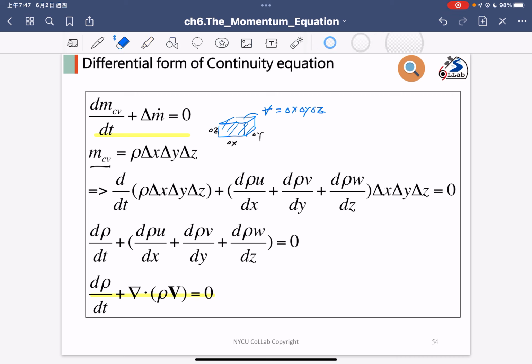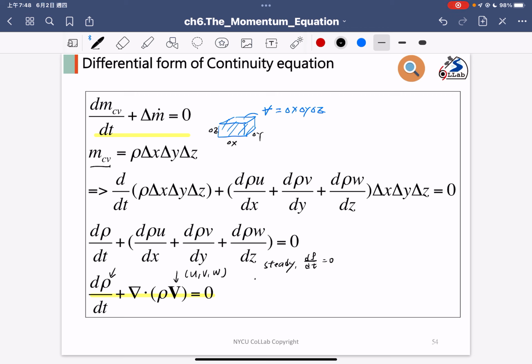So that indicates we have a density in here, and the density changes with time, plus the divergence of rho v, where v is the velocity vector indicated by u, v, w, the different velocity directions combined together to be the vector velocity. Okay, so the idea is we have the steady flow. So we know that if it is steady flow, the density doesn't change with time, right?